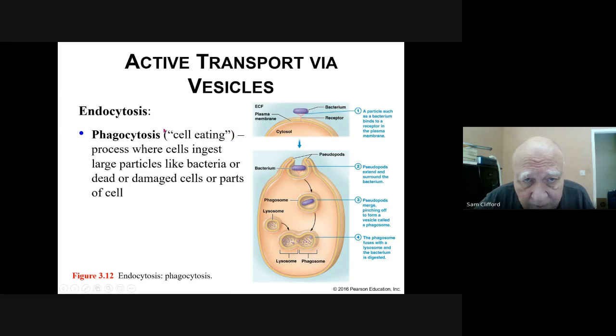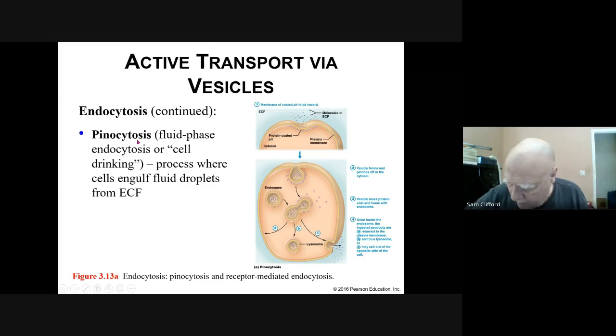So you can see here, cells can take in a bacteria and eat it. That's called endocytosis. Phagocytosis is cell eating. But when a substance moves from outside the cell to inside, notice a vesicle is forming here. That's called endocytosis. If the cell eats, it's called phagocytosis. Pinocytosis is cell drinking.